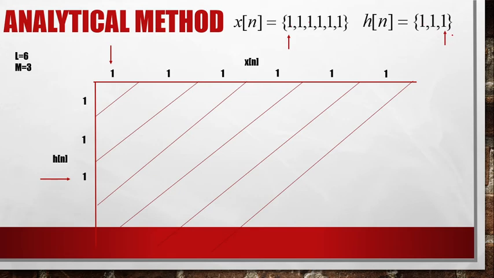So I have given the arrow over here. In this way we can represent the graphs in sequences. Now I have made a chart. The number of inputs is 6 and the number of impulse samples is 3. So as per the formula, my output length should be equal to 8, that we have discussed.